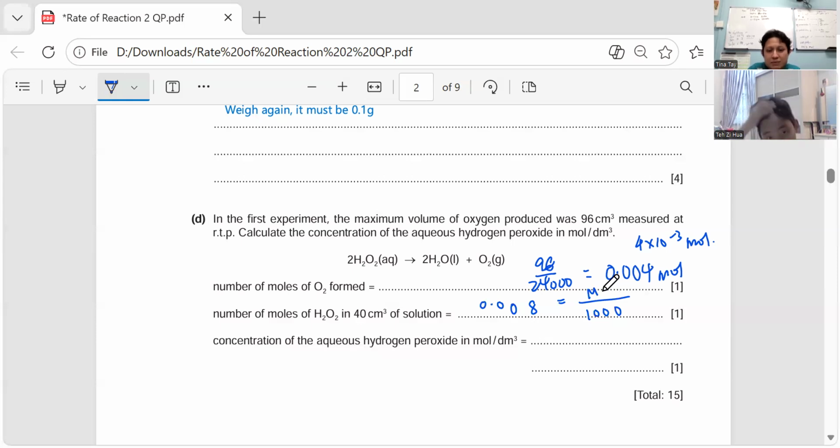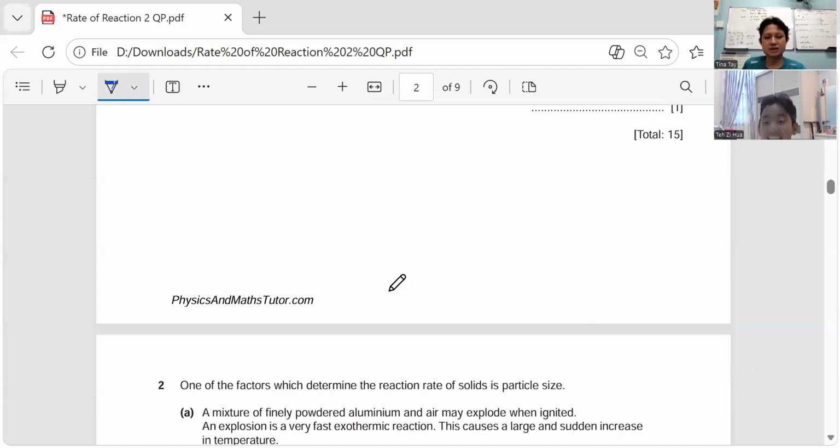V is 40. So this one you write below here. Times 2 times 1,000, divide by 40. So your final answer is 0.2 mole per decimeter cubed. All right, not bad.